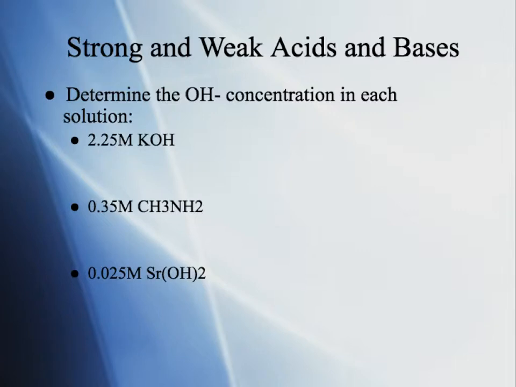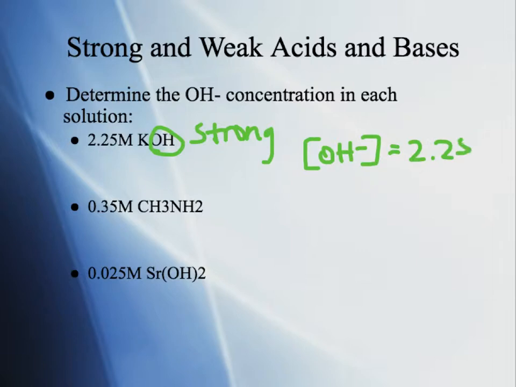So KOH is a strong base. It's our Arrhenius, so this is going to be strong. And if it's strong, our hydroxide ion concentration is going to be equal to the molarity that we start with, because they're going to completely ionize to make all of the OHs possible. So the hydroxide ion concentration of the first one, KOH, is going to be just what we start with, 2.25 molar.